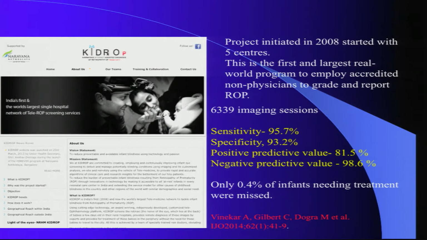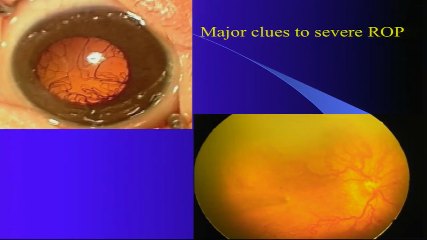So that is where we have other, cheaper wide field imaging systems coming up now, instead of Retcam. I think this is going to be the future, what appears to me. Now, what are the major clues? Once you use this particular modality, sometimes you are just imaging and you see these vessels. That means very severe disease behind.